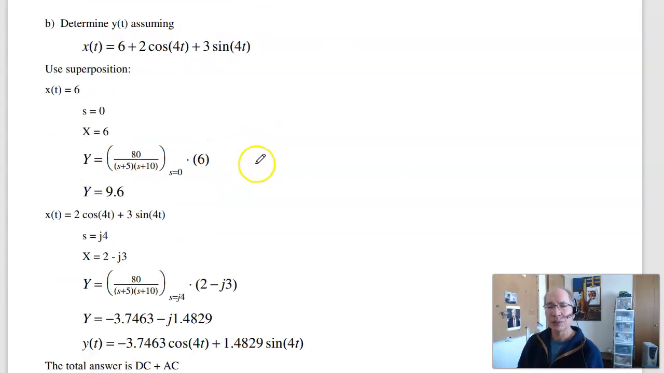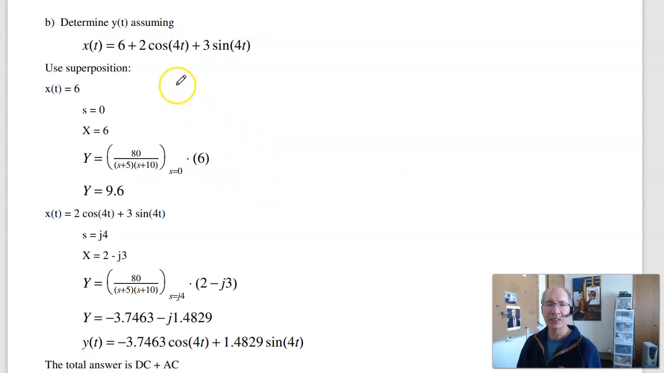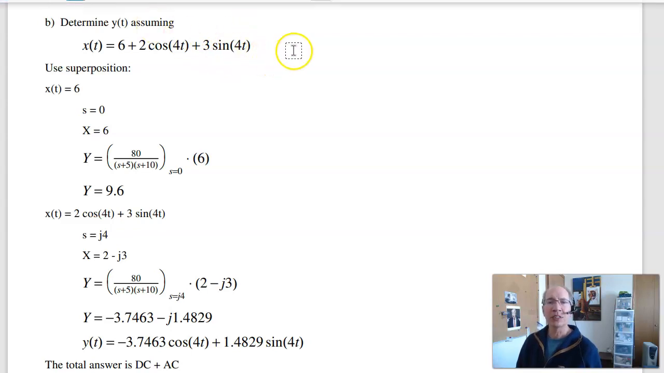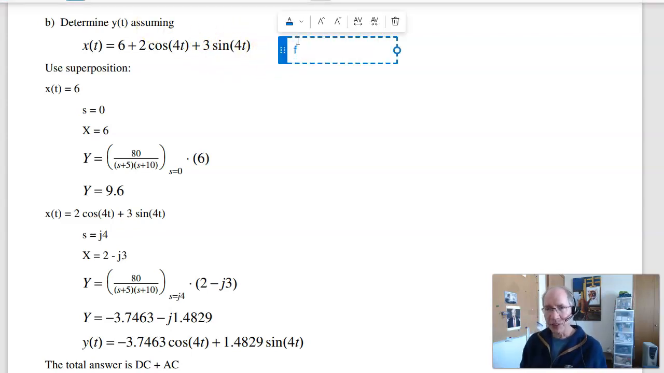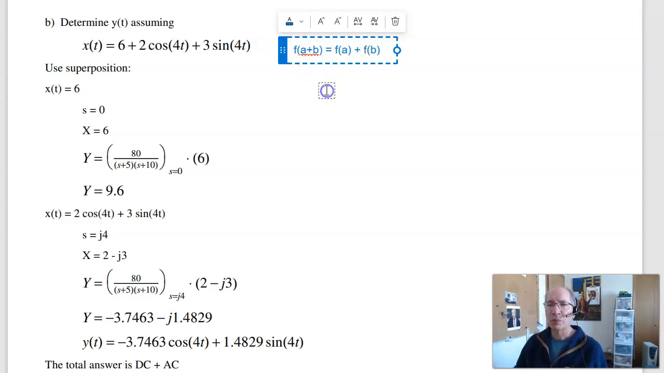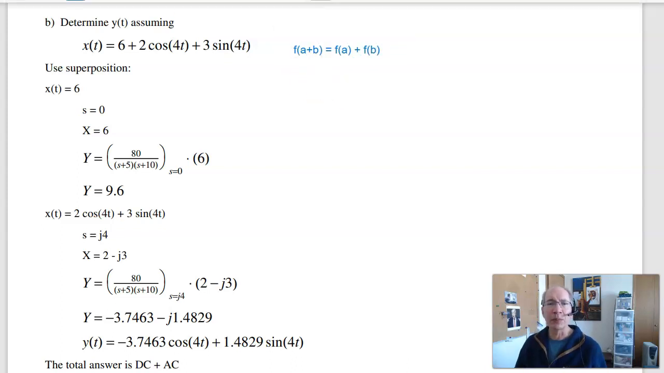The reason we do that is it makes analysis of differential equations much easier. If I have the following function, I can use superposition. What superposition does is it says that if I have a function f of a plus b, that's equal to f of a plus f of b. Treat this as two separate problems. I have a DC input, 6, and a sine wave input.